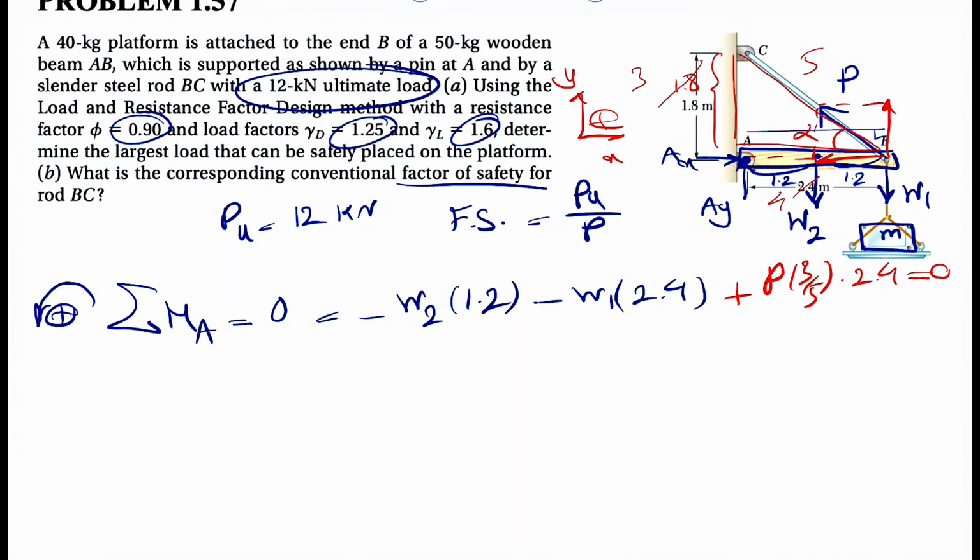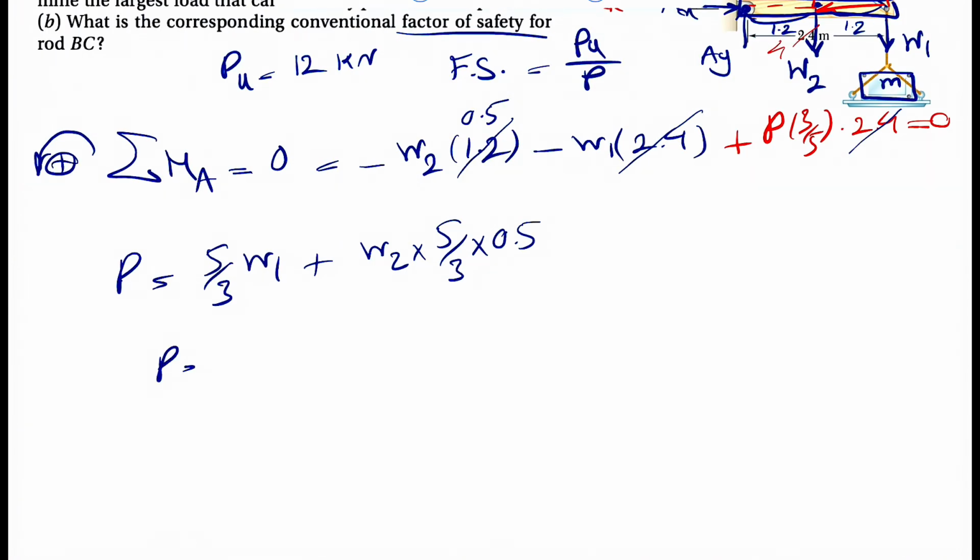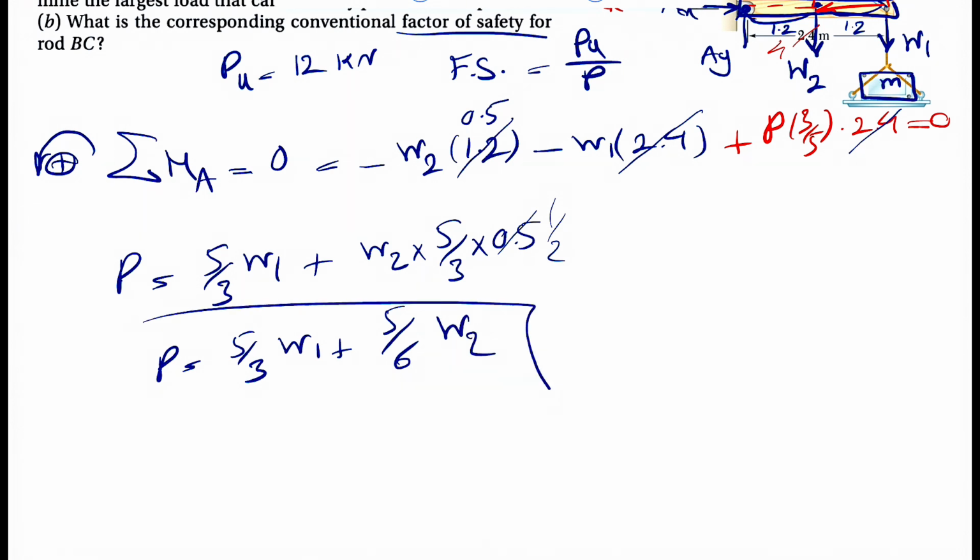Now we can bring everything to the right side other than P, and we can cancel out 2.4 from each of these, so we're going to get a 0.5 in here. So our P will be 5 over 3 W1 plus W2 times 5 over 3 times 0.5, or 1/2. So our P here would be 5 over 3 W1 plus 5 over 6 W2.